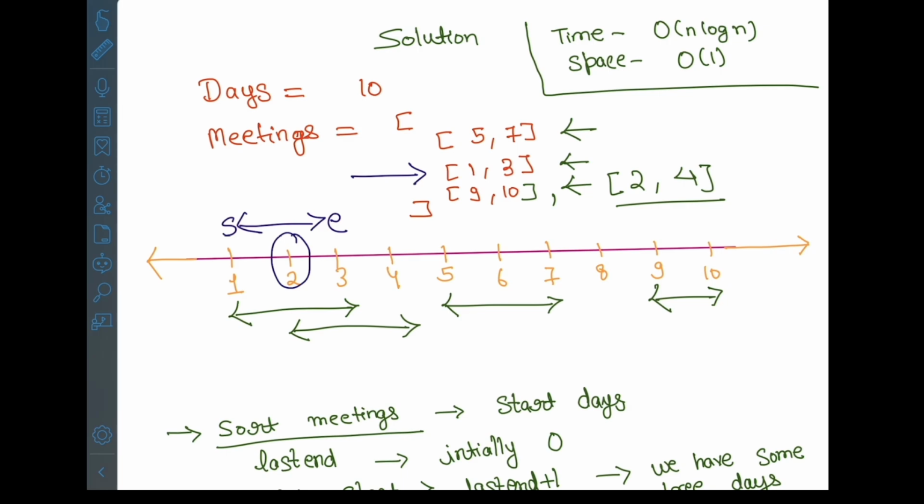And again, when we are processing the next input, let's say 5 to 7, and we mark 5 as starting and 7 as ending, none of those days between start and end is going to be free. Now let us see another fact about this question.